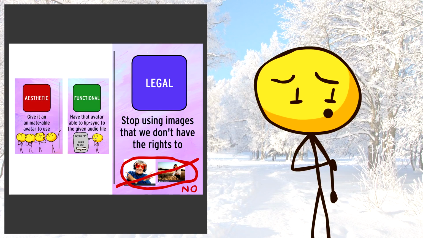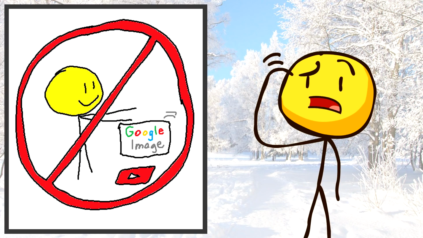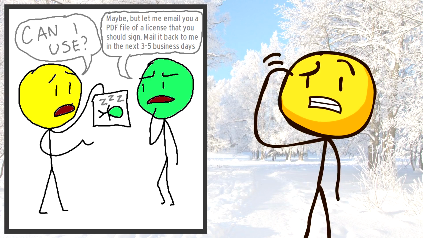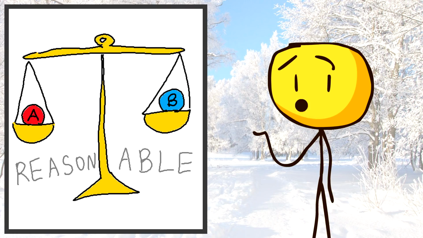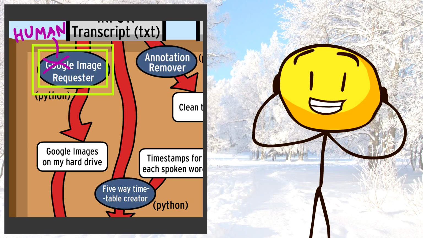As for the legal issue, some people told me that I can't just plop Google images into my video without getting the rights to those images from their owners first. Now, negotiating those rights defeats the whole purpose of automated videos, and using some sort of Creative Commons library of images is lame, so I decided to do the reasonable thing and swap the Google Image Requester with the Human Image Requester.